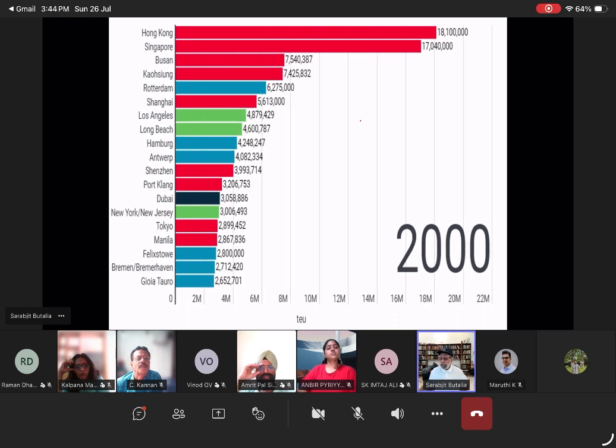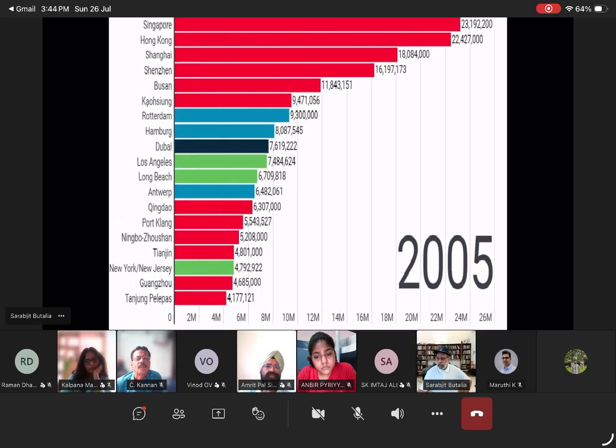This is 2000. Singapore has reached 17 million. Hong Kong is 18 million. But Shanghai is still catching up. It's only 5 million. Here, Shanghai from 5 million in 5 years has gone to 18 million. Singapore has gone from 18 million to 23 million. So see the growth happening, the numbers are mind-boggling.